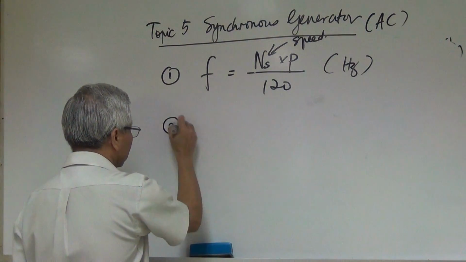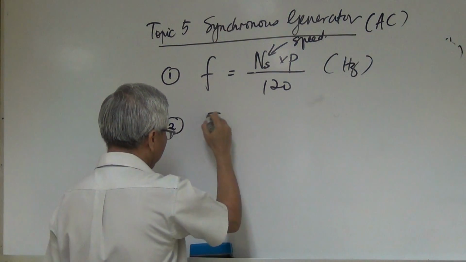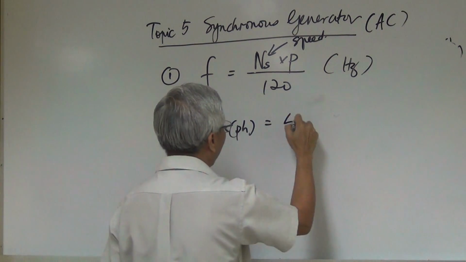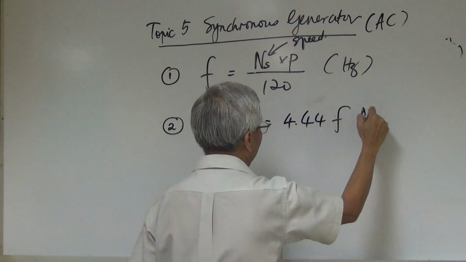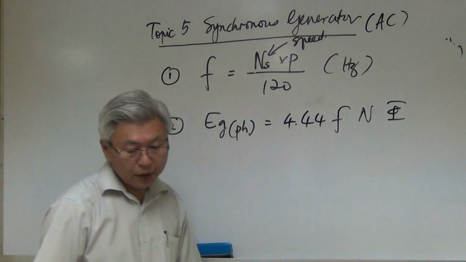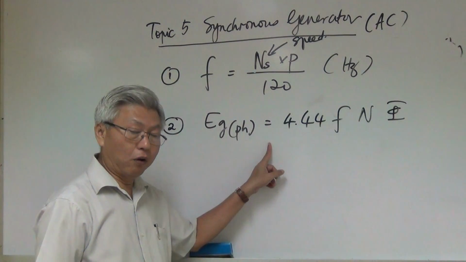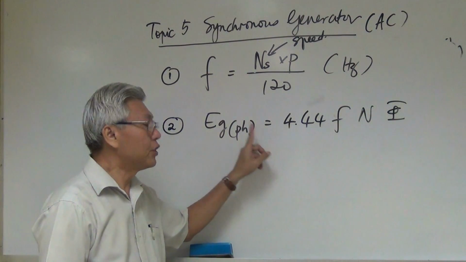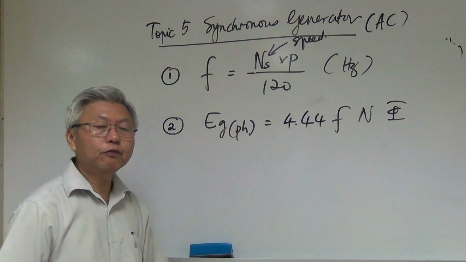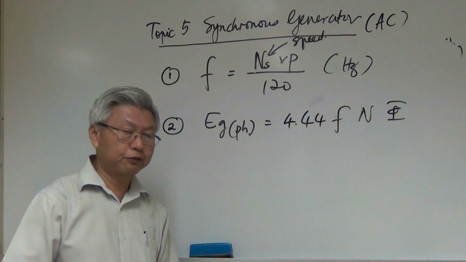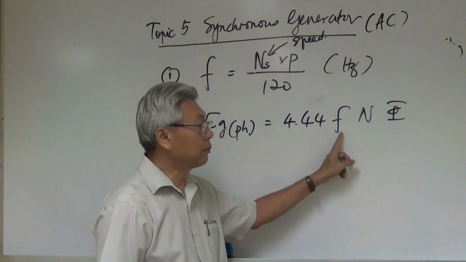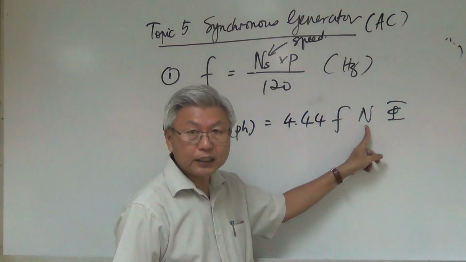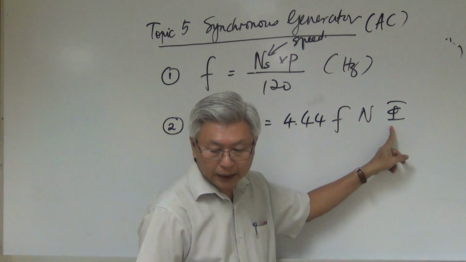Secondly, we have the EG, the generator phase voltage, which is equal to 4.44 f N flux. Now, you may have seen this formula before. If you recall, in our transformer topic, we actually used this formula. In generator it is also the same. You can therefore use this formula to find out the voltage produced per phase, which is equal to 4.44 multiplied by the frequency, and N is the effective number of turns, multiplied by the flux.